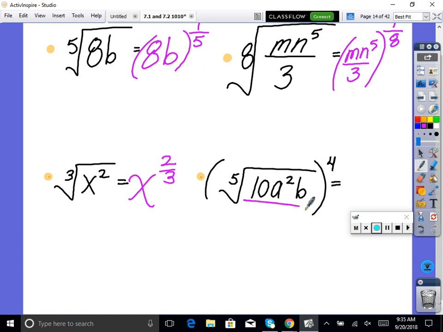Okay, are all of this under a fifth root? And are all of this raised to the 4th power? Yes. So this one would be 10a squared b. They were all raised to the 4th power and all under a fifth root.